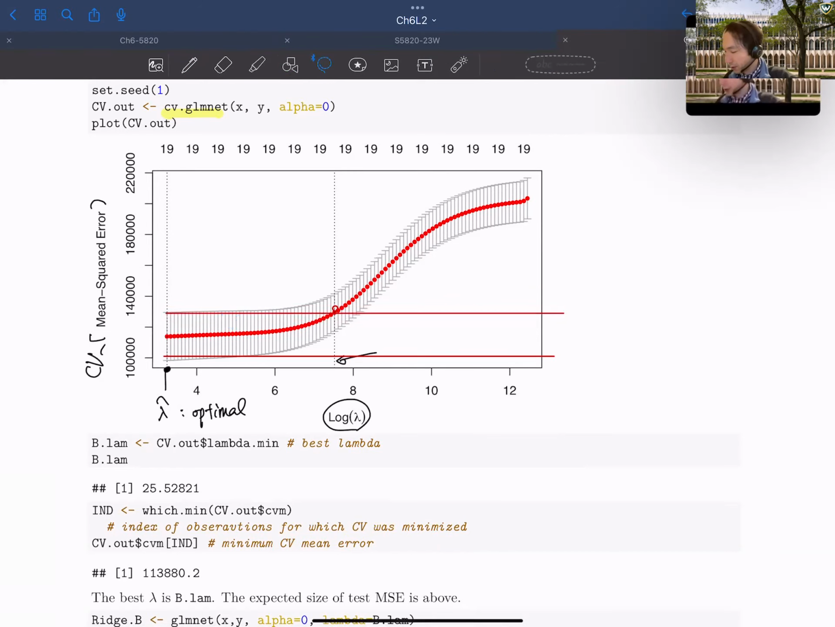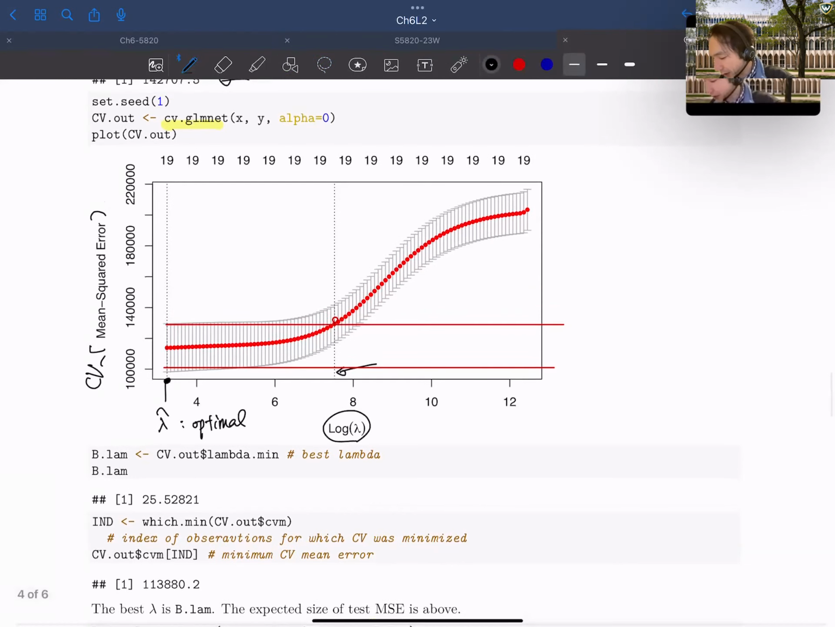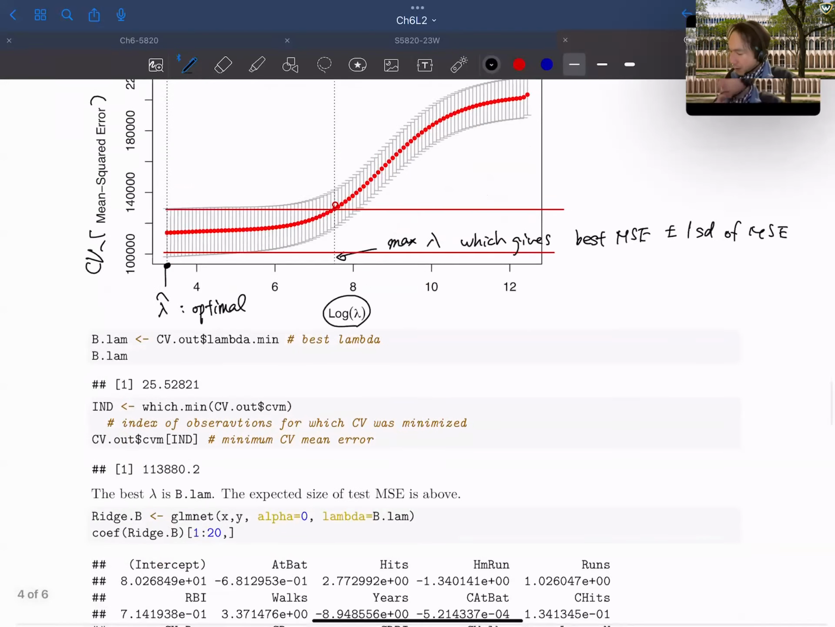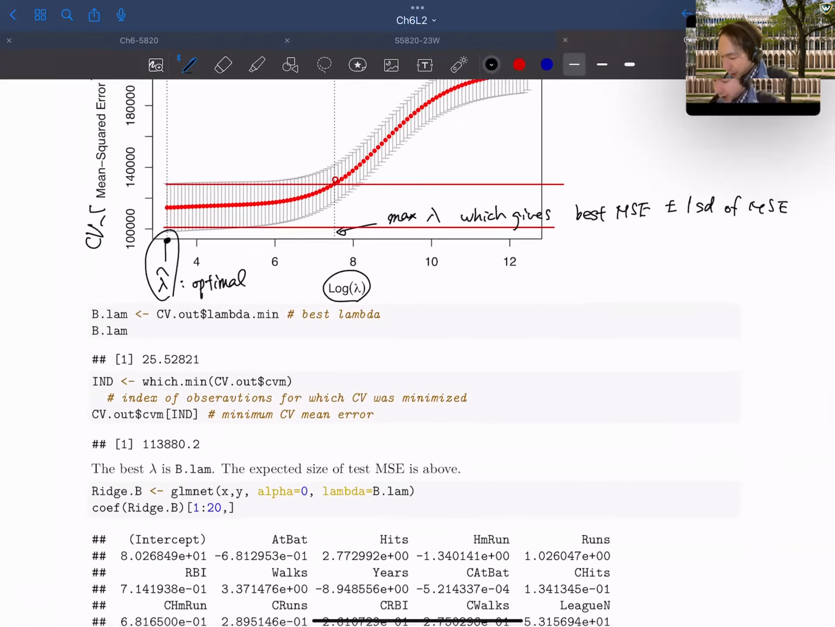Practically, sometimes a simpler model is better if model performance does not change much. So this is the maximum lambda which gives the best MSE plus or minus one standard deviation of MSE. Anyway, this is the optimal lambda.